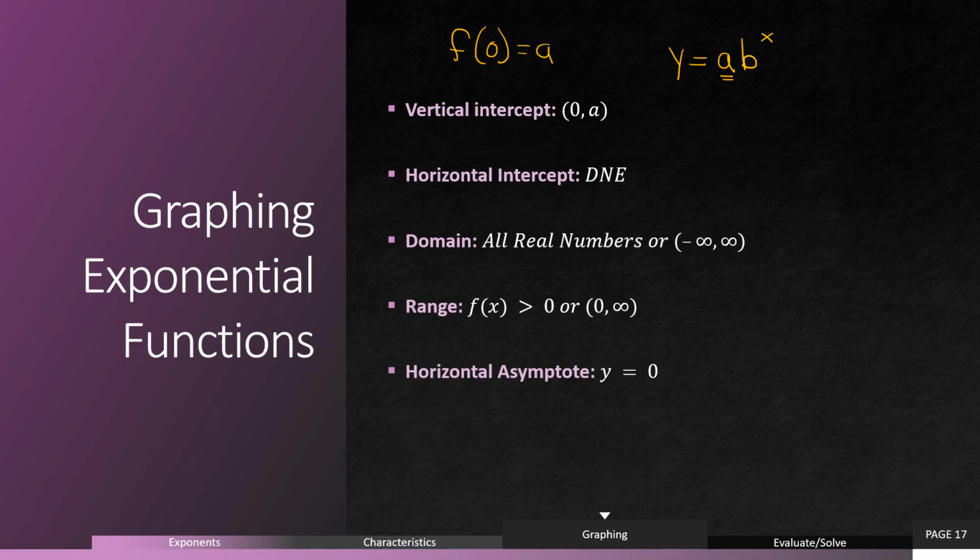And this idea of horizontal intercept, that is because it didn't exist because we have something called an asymptote. And that asymptote is the line y equals 0, or our axis there. And that is kind of a funky concept to explain, so I'm going to show you some pictures here.